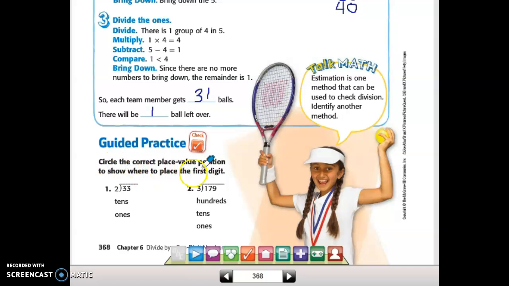And in order to complete these, you're just going to circle. You don't even have to do the division because it doesn't say solve. It just says circle whether you're going to the tens place or the ones place, in order to show how many digits will be in your quotient in this case. And in this one, will your quotient have hundreds place, tens place, or ones place as the highest? So that's all you have to do. You don't even need to solve it. Just circle the correct one there.